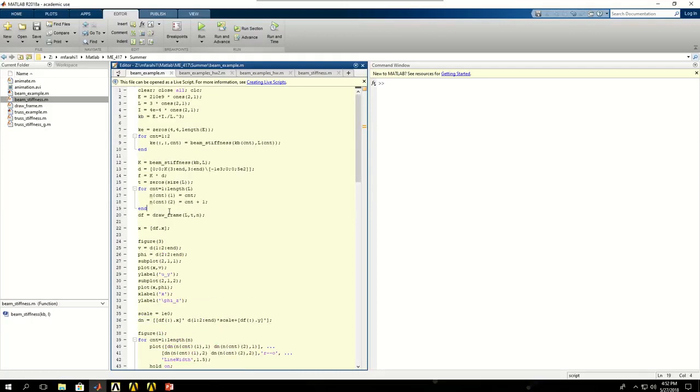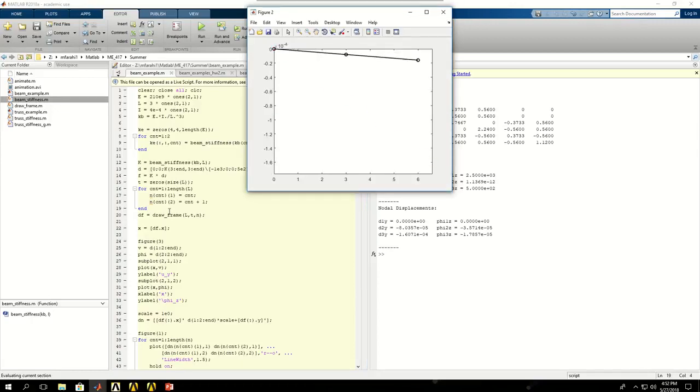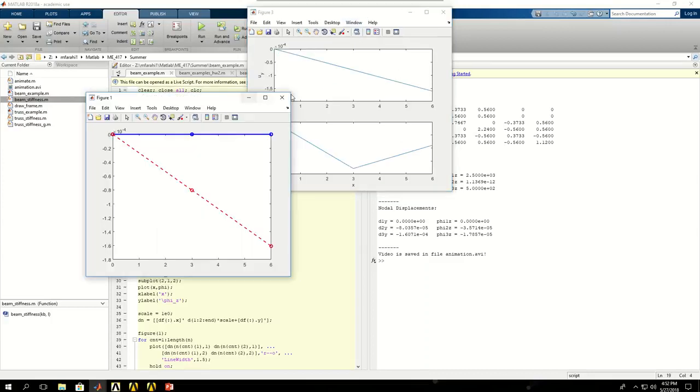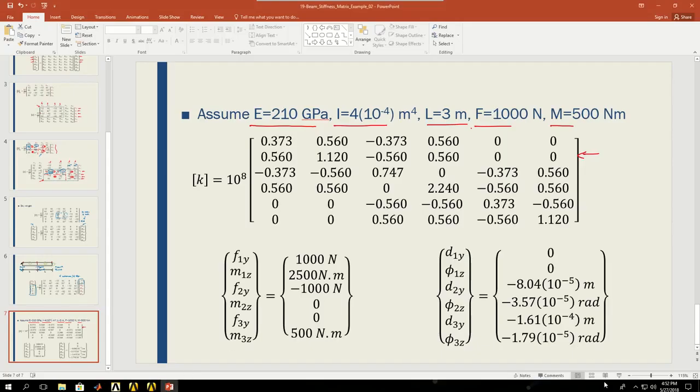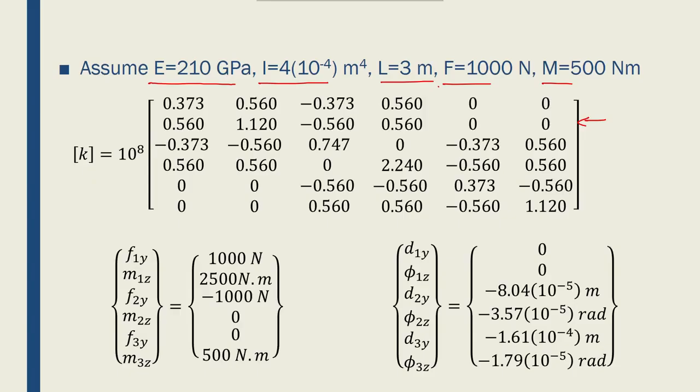So if I run this, my code shows an animation of how the beam deforms, and this is only 3 nodes, so they're not exact. If I close them, these are going to be the total stiffness matrix, or global stiffness matrix, for a beam problem, and nodal forces, and then nodal displacements, which I've shown in the slide here.